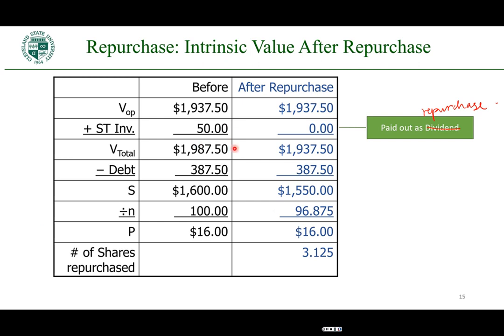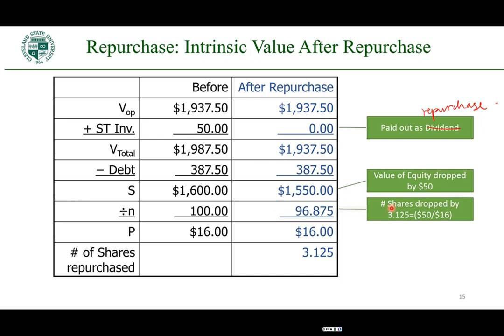And then, the total value of the firm dropped by 50 as well. That doesn't change. What changed is the total value of equity dropped by $50. This is the same with dividend. For dividend, the total number of shares doesn't change, but for repurchases, the total number of shares dropped by the number of shares repurchased, as we figured out in the previous slide.